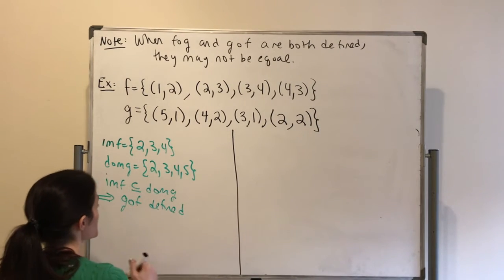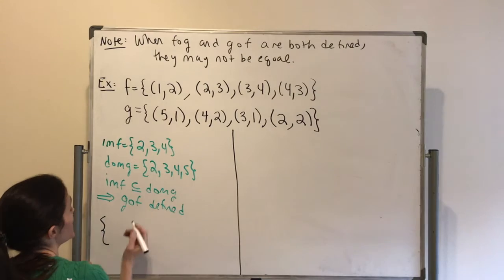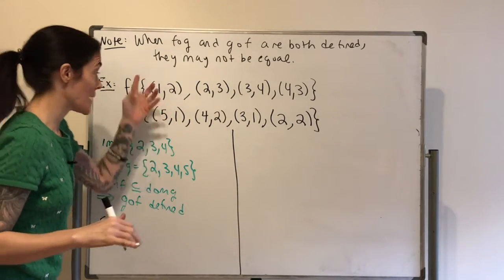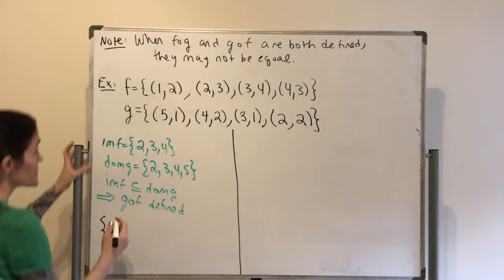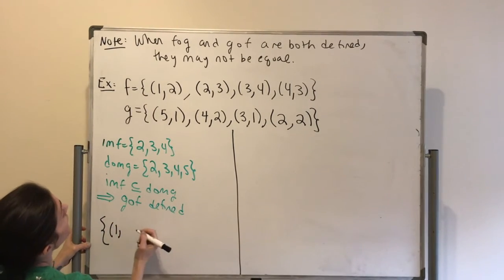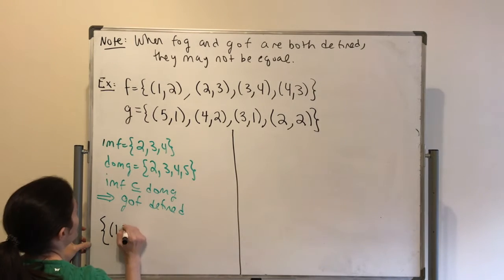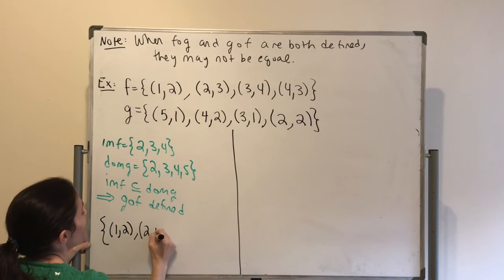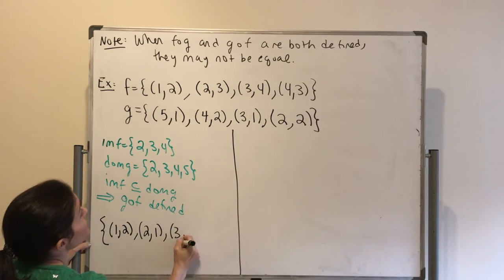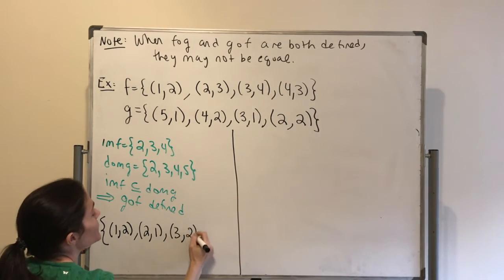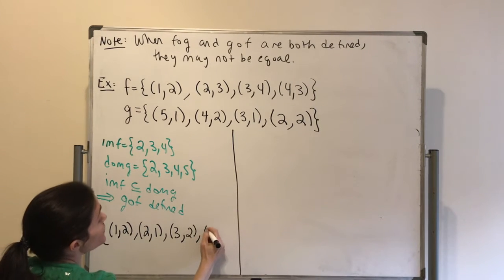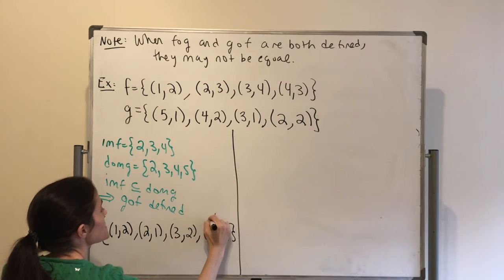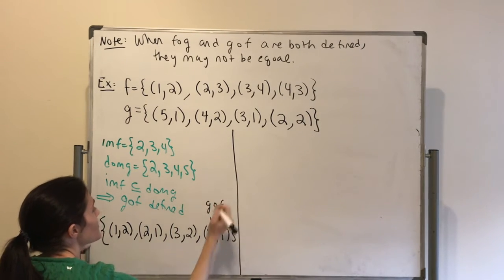Let's list ordered pairs. You could certainly draw a picture, but I will just list the ordered pairs looking at these two. So 1 maps to 2, and 2 maps to 2. 2 maps to 3, 3 maps to 1. 3 maps to 4, 4 maps to 2, and 4 maps to 3, 3 maps to 1. So this here is G compose F, okay?